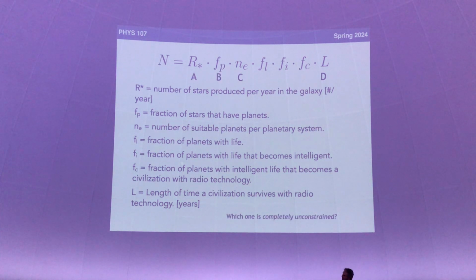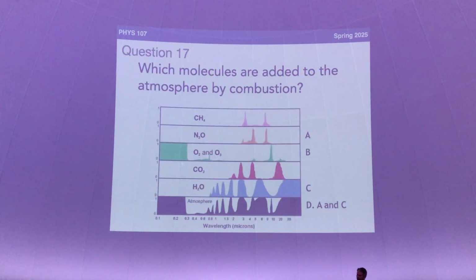So which one of these: the number of stars being produced, the fraction of those with planets, the number of planets in the habitable zone, or the length of the civilization, which one do we have no constraint on at all? We have no idea what that number is. So 1, 2, 3. Yeah, we don't know how long civilization lasts. We're still in our first one, basically. So we don't know how long they'll be talking over the radio, but we do know how many stars are being made. We have a good estimate of that from the Milky Way. How many of those have planets, and how many of those planets are in the habitable zone.